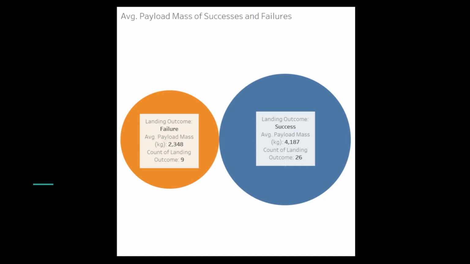Next, I checked the average payload mass of the failed landings versus the successful ones. Interestingly, there is a significant difference here. I thought for a moment that I may have found an answer to my question. Heavier rockets were the cause of failed landings. But there were two reasons why that would have been incorrect.